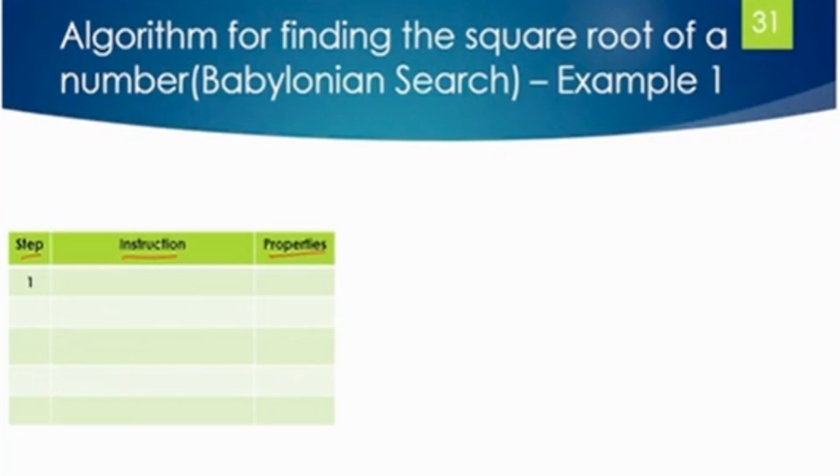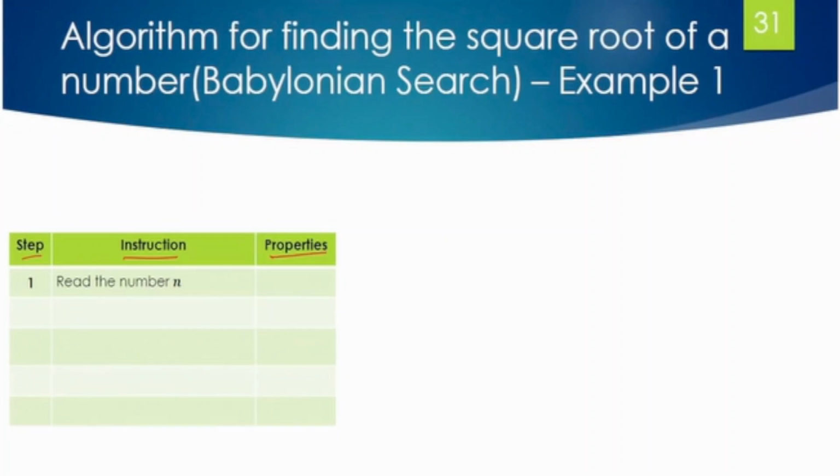Now what is step 1? So you need to read the number n for which the square root we need to find out. Then you need to guess the value of x. And then what was the principle? If you remember, you will check if this guess is correct, otherwise you will update.